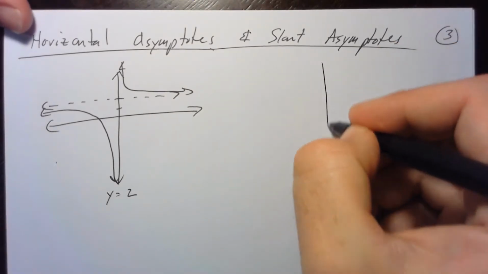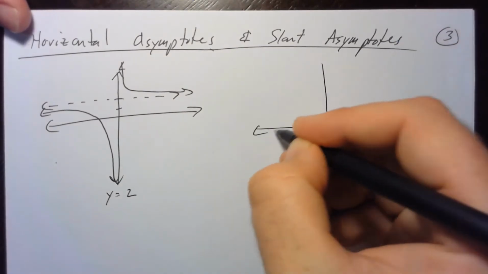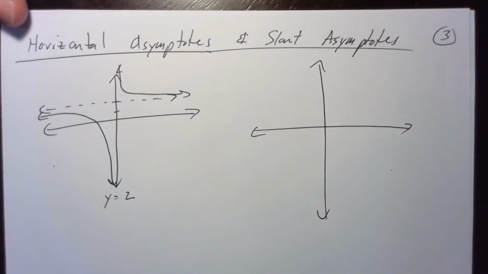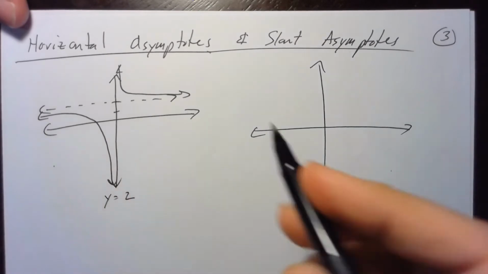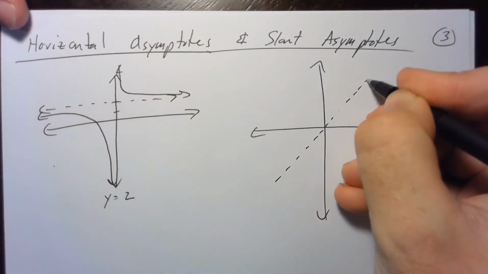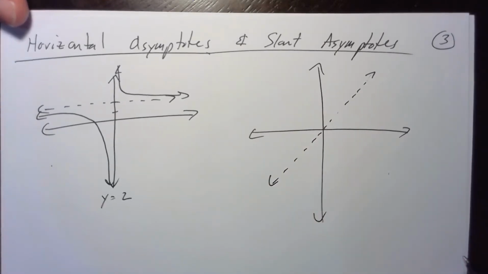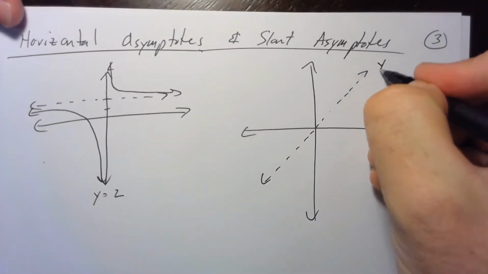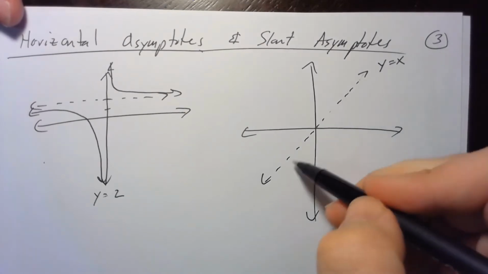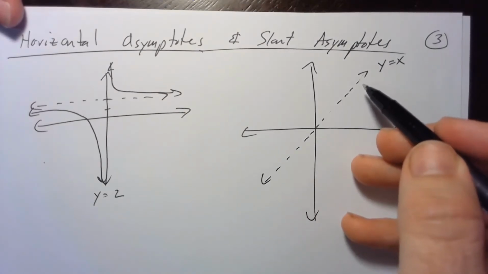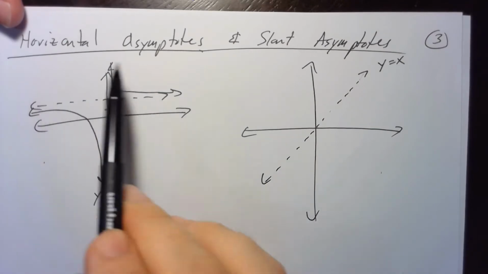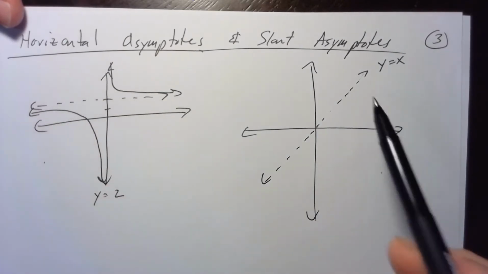For a slant asymptote, a very similar situation occurs. The only difference, however, is that a slant asymptote occurs when it's not a perfectly horizontal line, but a slight linear function with a slope to it. So this right here might be a slant asymptote. We're going to label that as y equals x as that slant asymptote. Now it's important to understand that the slant asymptote will replace the horizontal asymptote. It will only have either a horizontal asymptote or a slant asymptote.